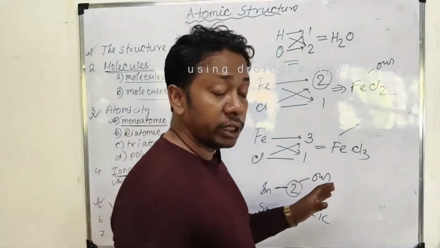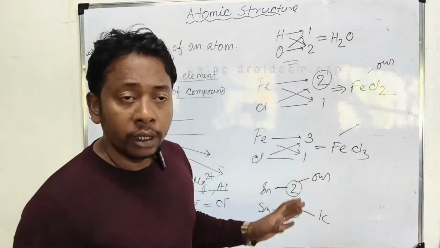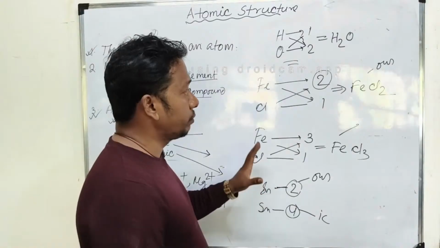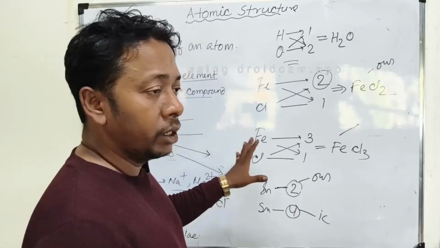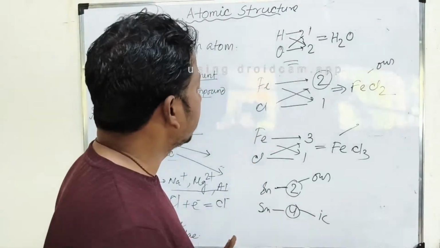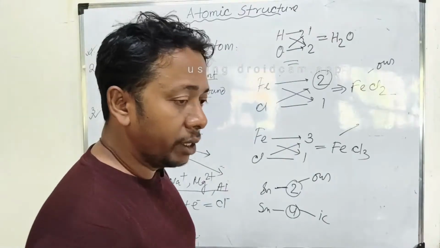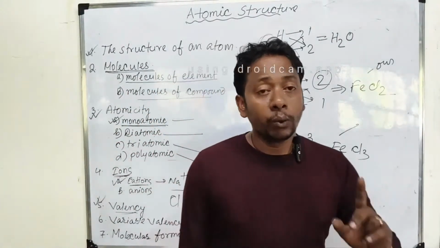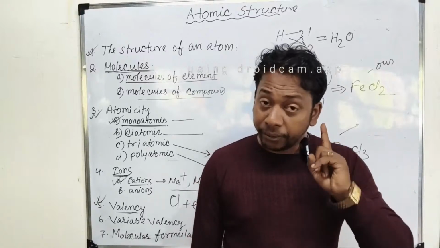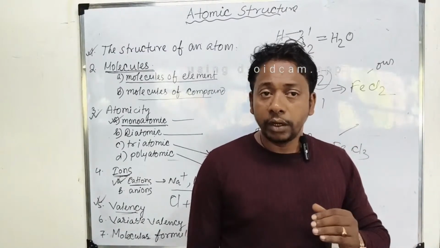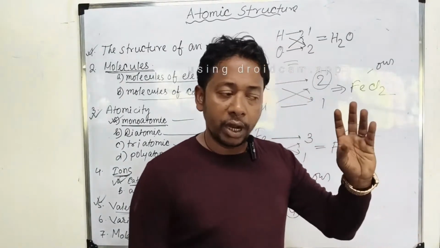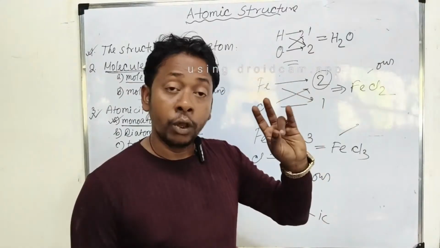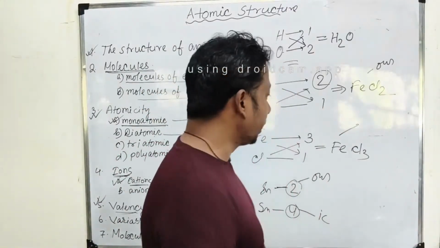Simply I discussed some electronic configuration, the same as in the periodic table. If you just focus on this part, you can easily find out the exact valency of any element up to 20. You have to remember the first 20 elements very carefully, sequentially, not haphazardly. Sequentially: hydrogen, helium, lithium, beryllium, boron, carbon, nitrogen, oxygen, like that.